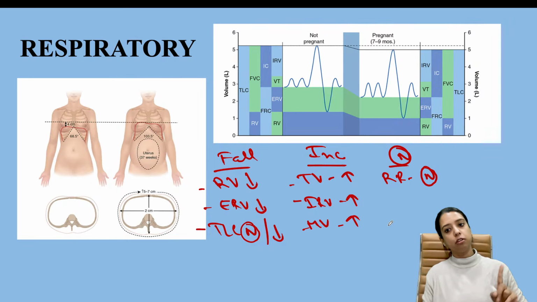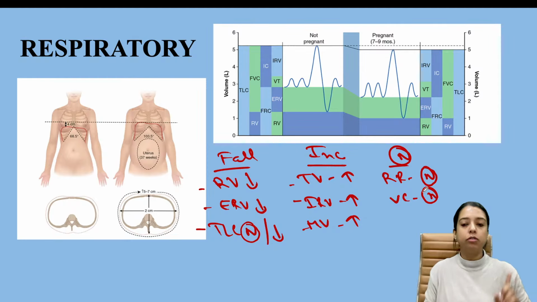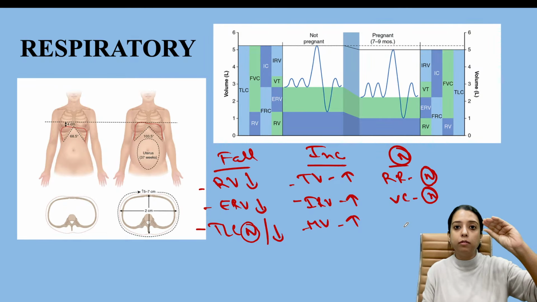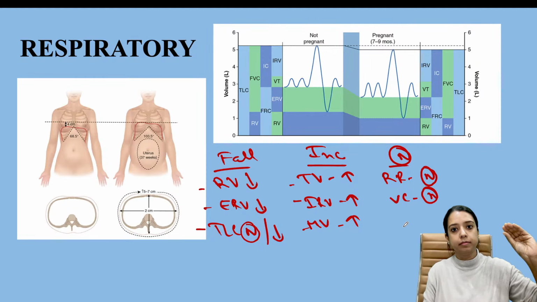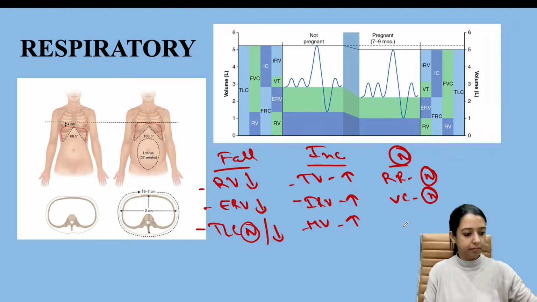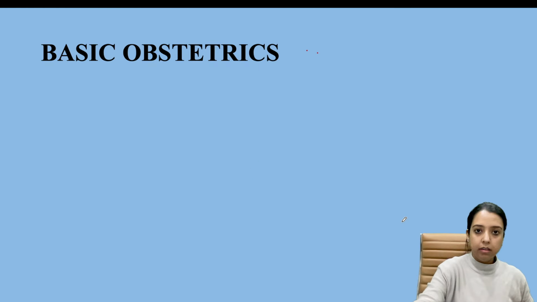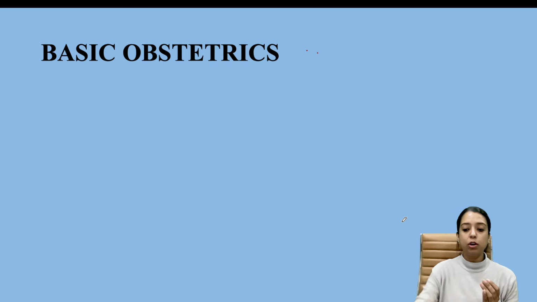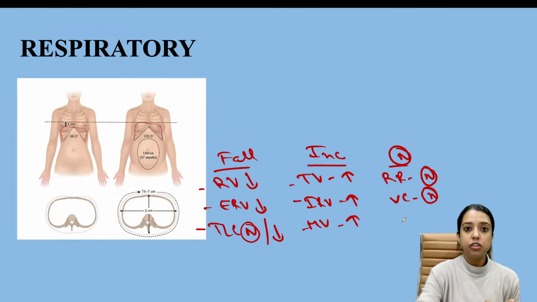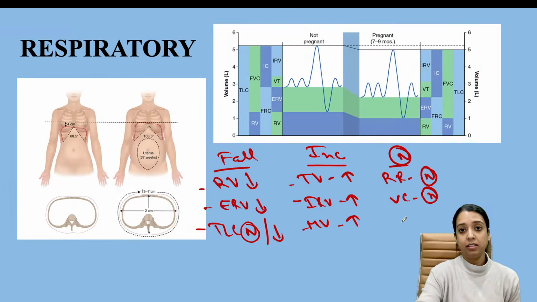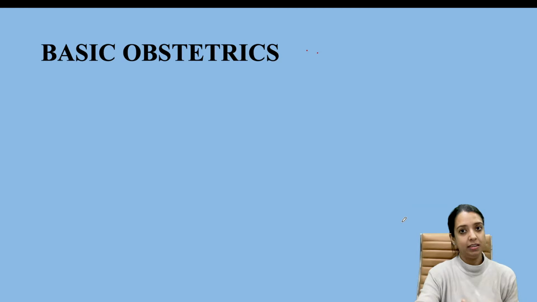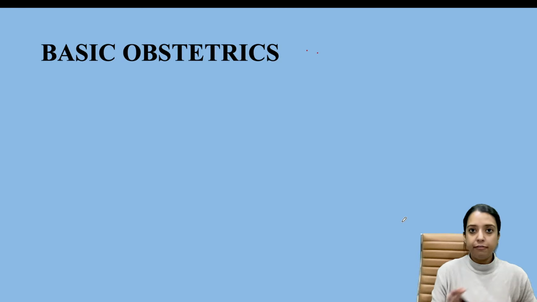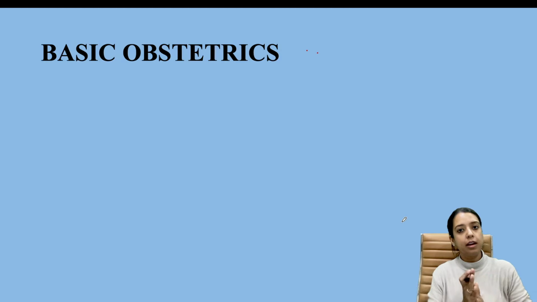But respiratory rate is normal. Your vital capacity is normal. So vital capacity normal, respiratory rate normal. What falls? The residual volume, expiratory reserve volume, all that falls. Okay? Clear, everyone? So these are the changes that happen. Because they have asked the changes in heart and the changes in kidney, they might this time ask the changes in respiratory system. Okay? Now, we have finished the systemic and basic changes that happen during pregnancy.